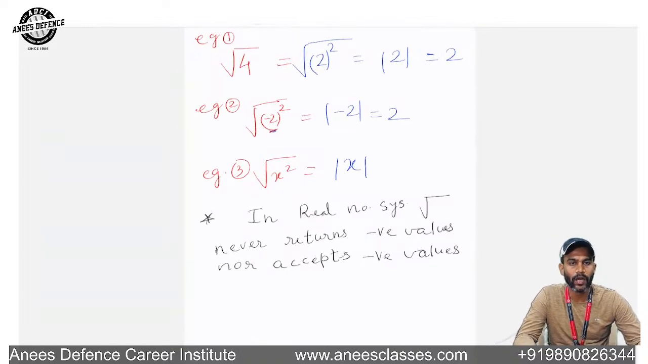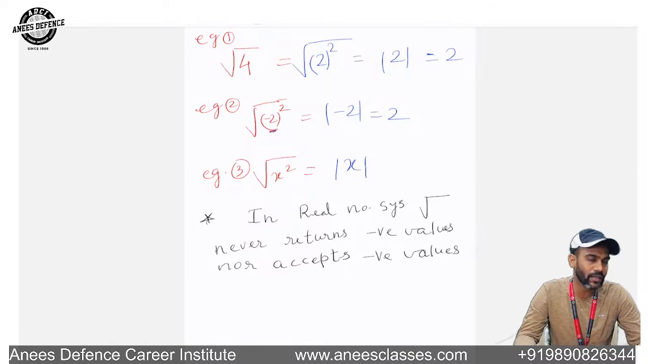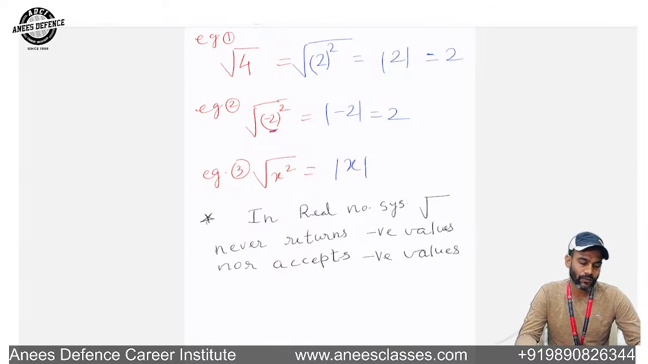Yes or no? Under root 4 is what? 2, not plus minus 2. Some of the students say plus minus 2. It is not plus minus 2. It cannot give you 2 outputs. It is a function. Yes or no? A function never gives you 2 outputs for one input.